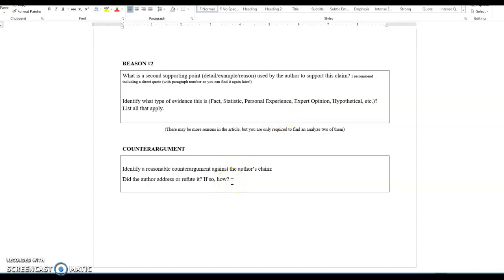So I want you to identify the counter-argument, and then I want you to tell me whether you think the author or authors addressed the counter-argument. Did they talk about this at all? Did they refute it? Refute means to argue against something. So maybe they provided evidence to argue against the counter-argument. Or maybe they didn't. Sometimes authors don't mention a counter-argument at all. They don't address it and it just goes unsaid. So that's your question, is did they address it or refute it? And if they did, how did they do so?